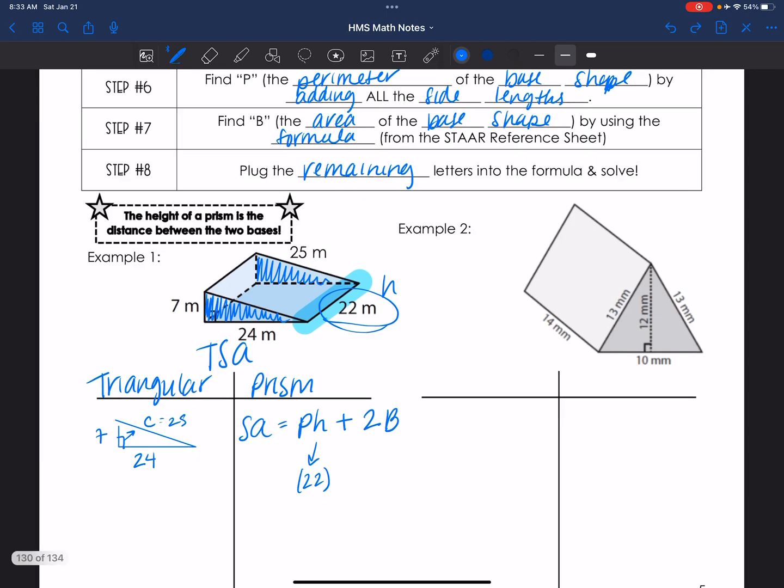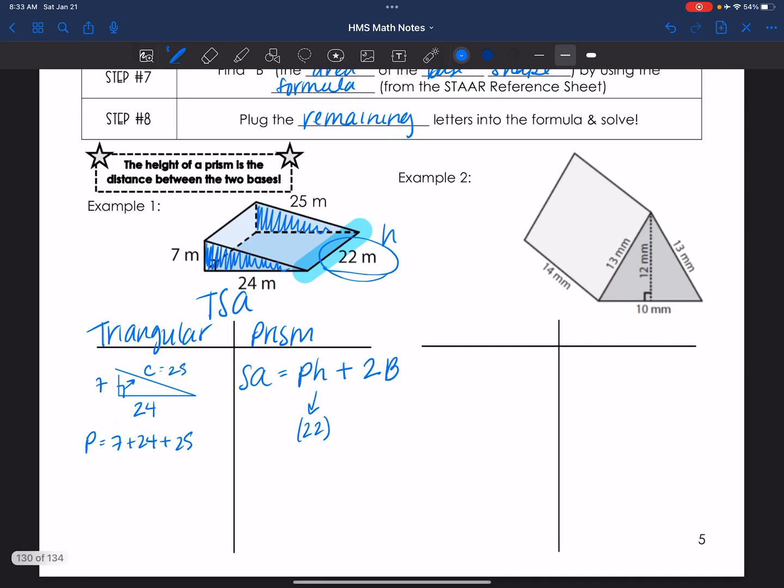So my perimeter, add them all up. 7 plus 24 plus 25. Well, mentally, I know 24 plus 25 is 49, right? Plus 7 is 56. So my perimeter is 56. I'm just going to plug that guy in. Pronto.